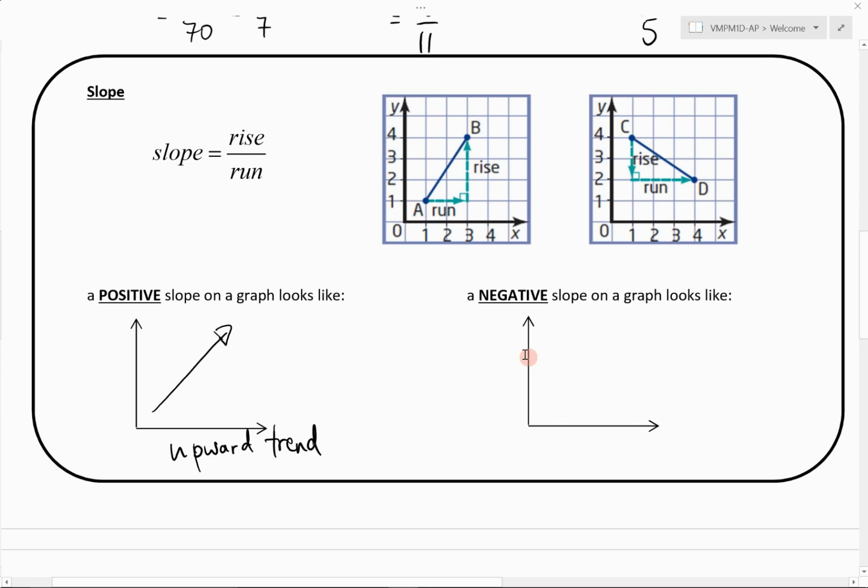What about this other graph here? What if my rise is going down? If your rise is going down, it's going down 2 grid squares or 2 units, and it's going to the right 3 units. So my rise is negative instead of positive. That would result in a negative slope on my graph. Downward trend.